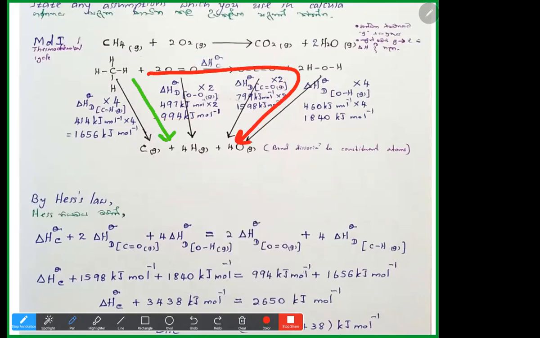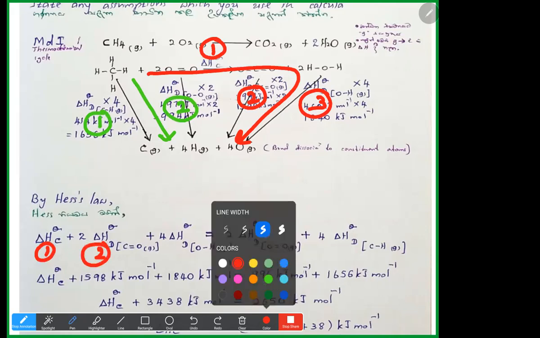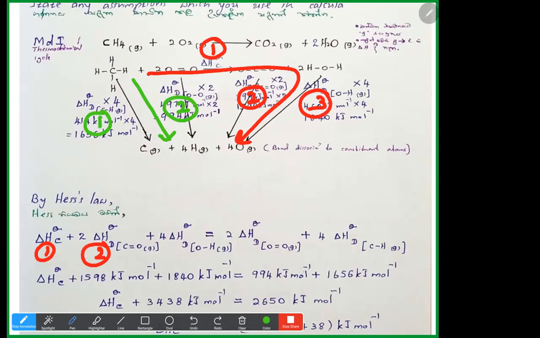If I go with the red path, number 1, combustion. Number 2, dissociation of CO. Number 3, dissociation of OH. Green path, number 1, dissociation of CH. Number 2, dissociation of OO. So combustion, I have given this number 1. Number 1 plus number 2 equals, so that CH dissociation number 1, then OO number 2, these two together.